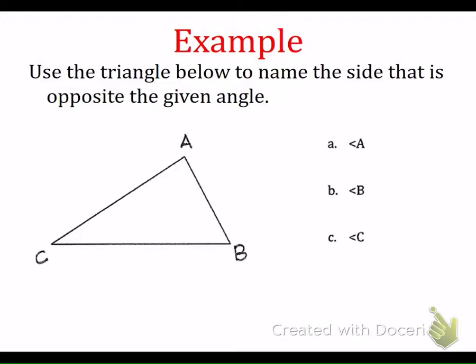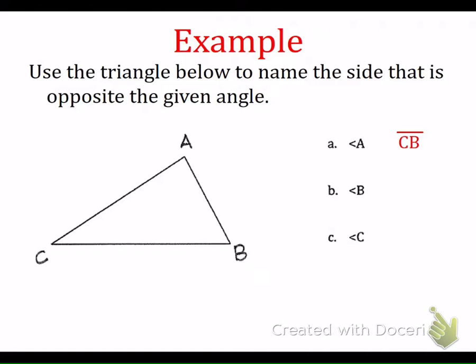Use the triangle below to name the side that is opposite the given angle. So the side across from angle A is side CB or BC. It is a line segment, so put the segment symbol on the top. Now, had there been a lowercase a there, we could have called it side A. If it's not there, though, you can't add it. All right.